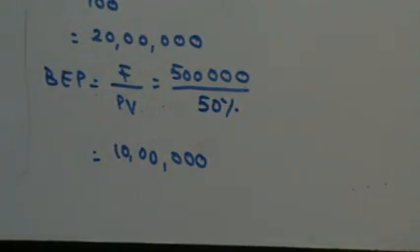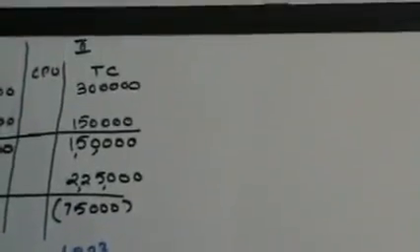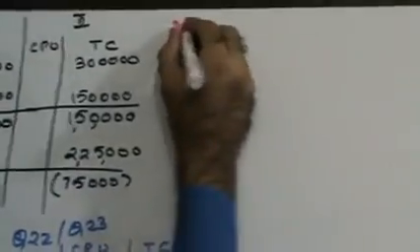Next, let's move on to the next one, guys. Let's see the 25th sum. Now the 25th sum is divided into two parts. We'll see the first part. SVCFP. CPU TC.